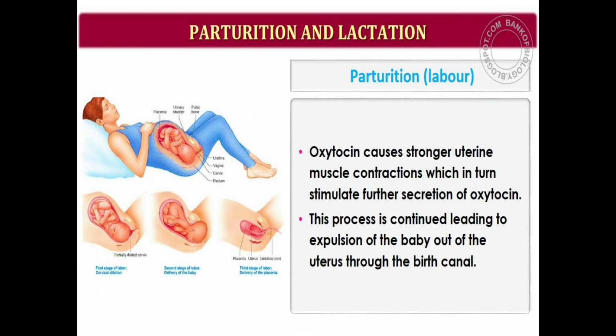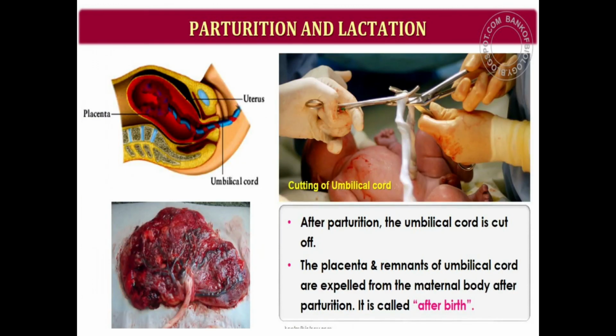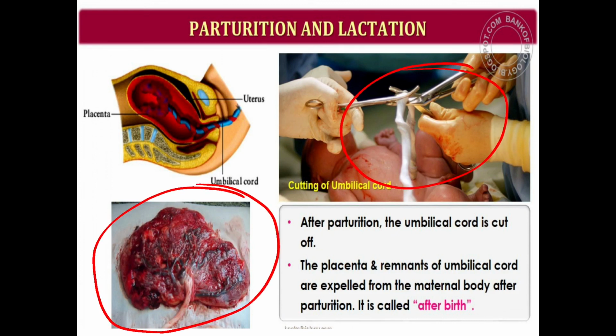We know how the birth canal is formed at the cervix region. So after the parturition, what happens? The umbilical cord is cut off. The placenta, which is the remnant, and the umbilical cord are expelled from the maternal body after the parturition. It is called afterbirth. So this is the remaining. When the baby comes out, there will be delivery, and the remains of the placenta as well as the umbilical cord will be removed from the maternal body, which we call afterbirth.